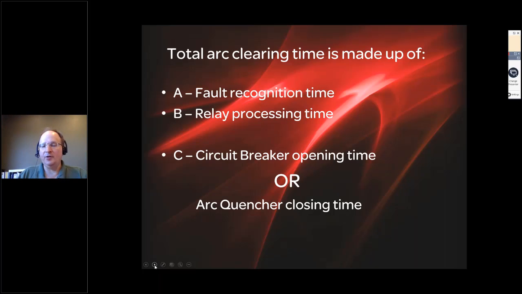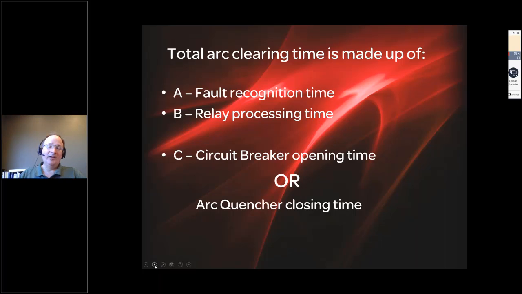The first element, and I'm going to model this for you in an animation coming up, is the fault recognition time, the amount of time it takes to recognize the fault. And in the case of an arc flash relay, it's looking for two things. One, it's looking for a high amount of light, generally more than 50,000 lux of light. And if at that same time, the arc flash relay sees a rapidly changing current with respect to time, it determines that an arc flash event is in process.